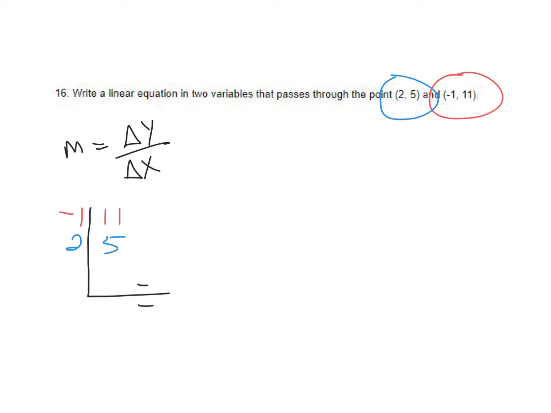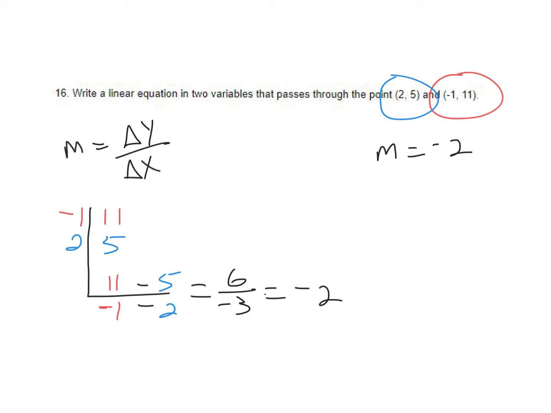So what I end up with is subtracting 11 minus 5. And then in the denominator, I end up with a negative 1 minus 2. When we work these out, we end up with 6 over negative 3. And of course, 6 over negative 3 is going to be negative 2. So now what we know is that we have a slope of negative 2.